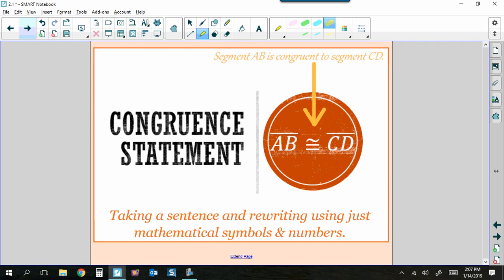So a congruence statement. You will hear us all the time say, write a congruence statement. What we mean by that is not write a full sentence. We want you to write a mathematical statement dealing with two objects that are congruent. So the congruence statement for the example we did above is that segment AB is congruent to segment CD. It would be written just as it is right here in this circle. You would say that as segment AB is congruent to segment CD. It's taking a sentence and rewriting it using just mathematical symbols and numbers.